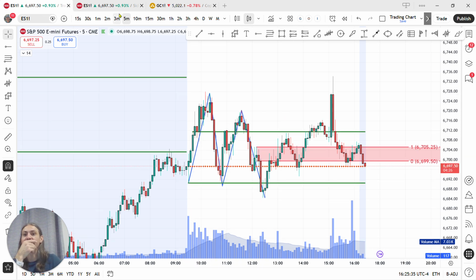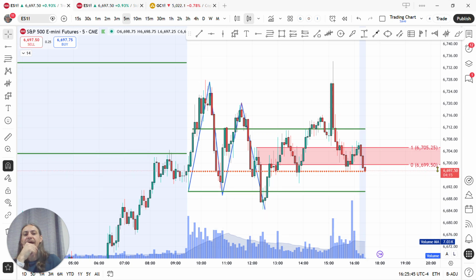Right now I'm in the 5-minute time frame, so each candle is 5 minutes long. These green lines here are the opening range, so it maps out the first 15 minutes. Usually we look for it to exit through one of the sides of the opening range. This time it exited at the top, and we look for a pullback to a zone in the opening range.